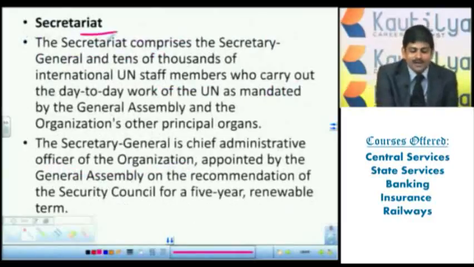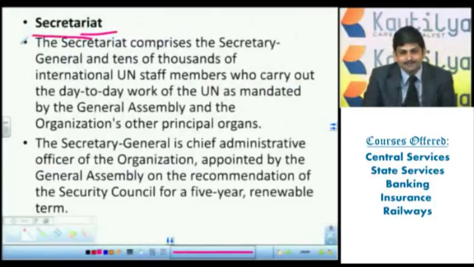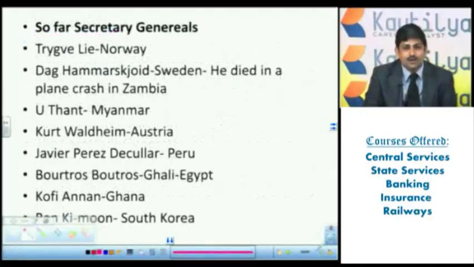Another important organization of the UNO is the Secretariat. It consists of the Secretary General and a lot of employees. The Secretaries General so far in the UNO are Trygve Lie, from Norway; Dag Hammarskjöld, from Sweden, who was the first United Nations Secretary General who died while in office; and U Thant, from Myanmar, who is the only Asian to hold this position at that time. No other Asian had become the Secretary General of the United Nations Organization.